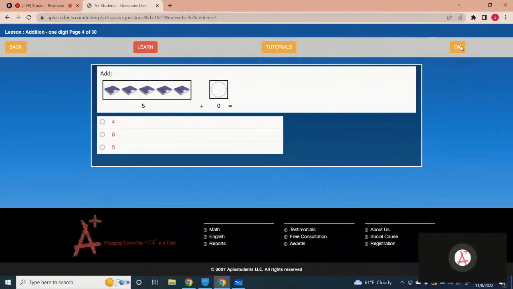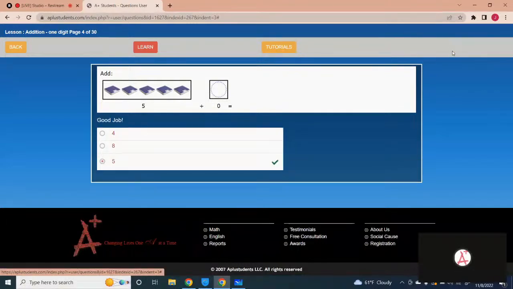Okay, the next one is add 5 plus 0. So 5 plus 0 makes 5. Got it? So select the correct option, then click on the OK button.